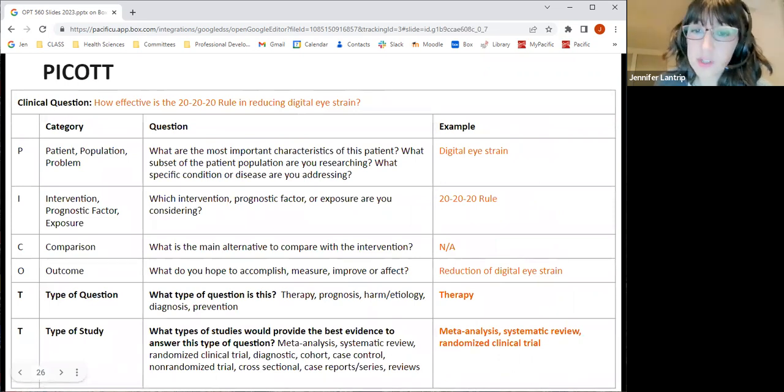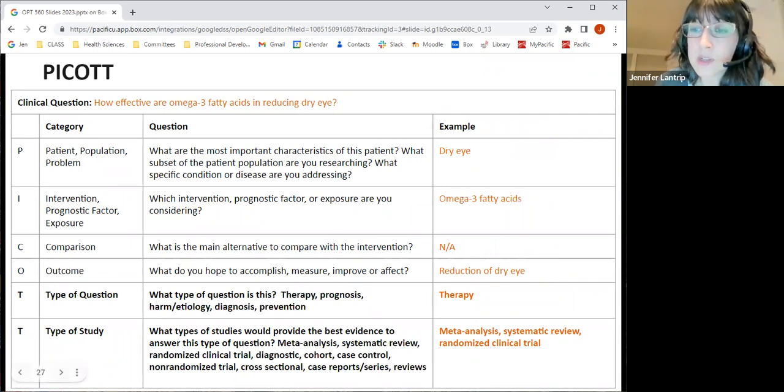So in our first question, it's a therapy question, and we're ideally looking for a meta-analysis, a systematic review, or a randomized controlled trial. Our second question is also a therapy question, and we're looking for these same types of studies.